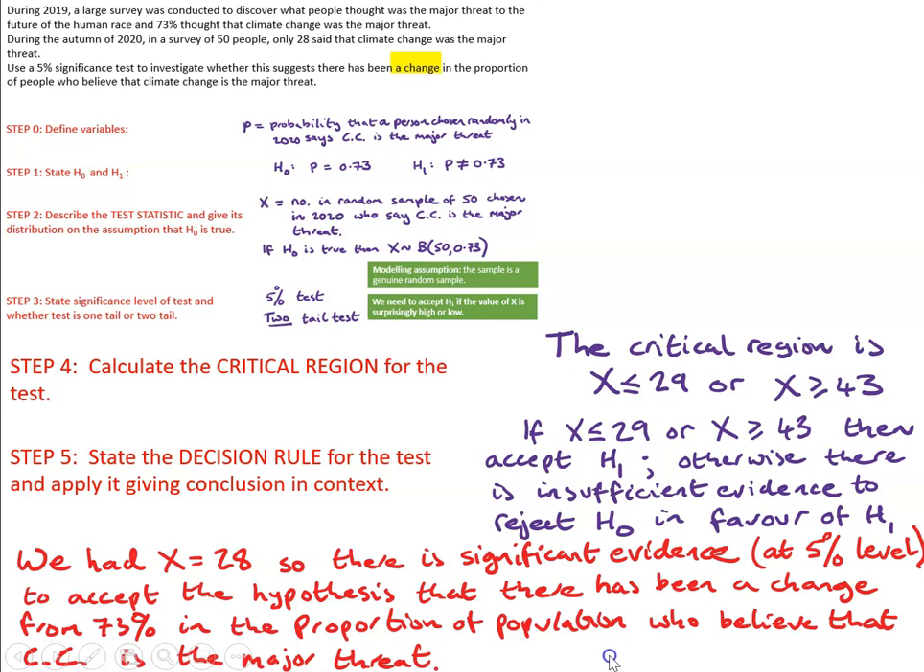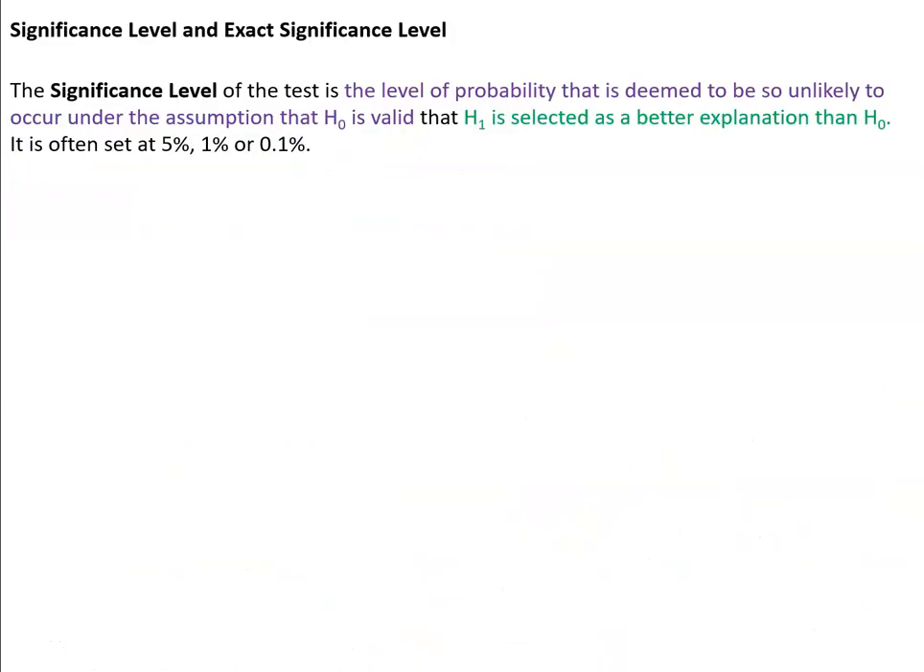At this stage now, we need to just have a brief discussion about the difference between the significance level of a test and the exact significance level of a test. The significance level of the test is that level of probability that is deemed to be so unlikely to occur under the assumption that the null hypothesis is valid that we decide instead to accept the alternative hypothesis as a better explanation than the null hypothesis. And the significance level is often, as we've seen, set as either 5%, 1% or 0.1%.